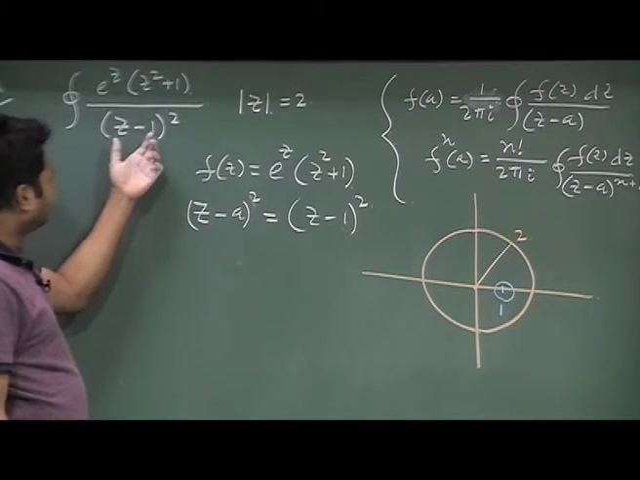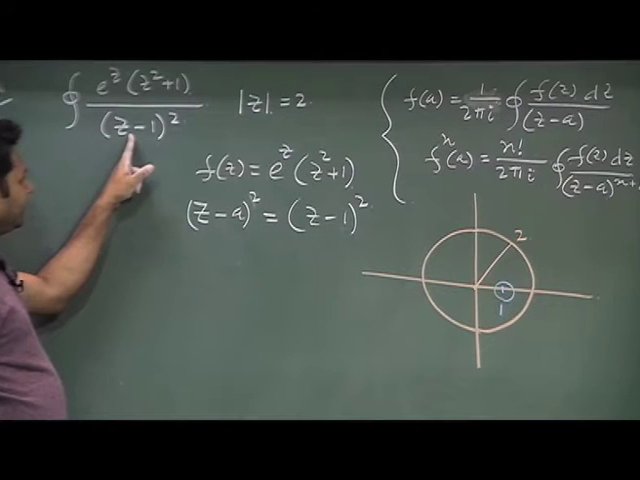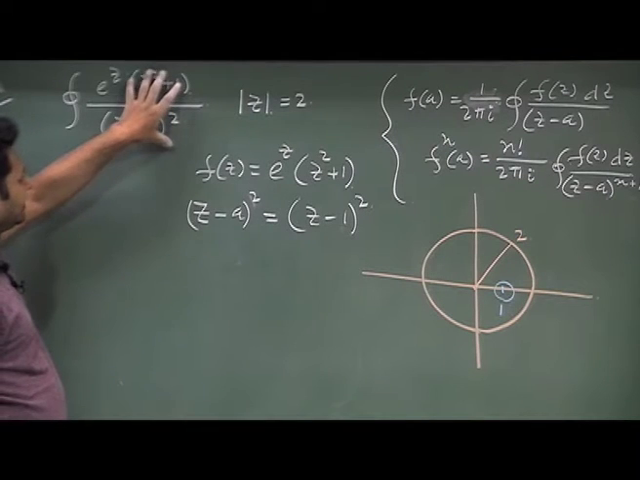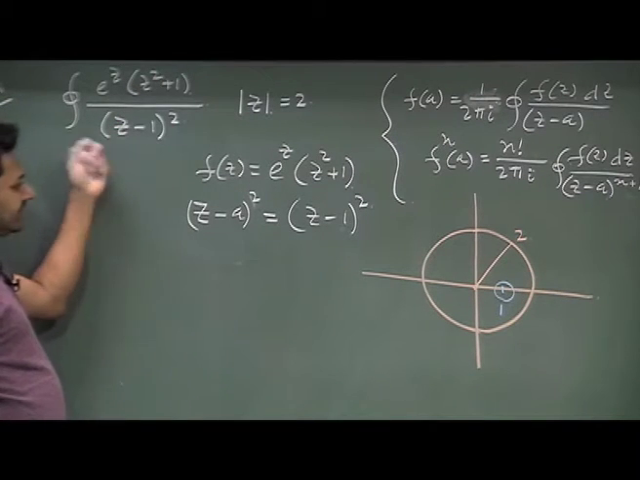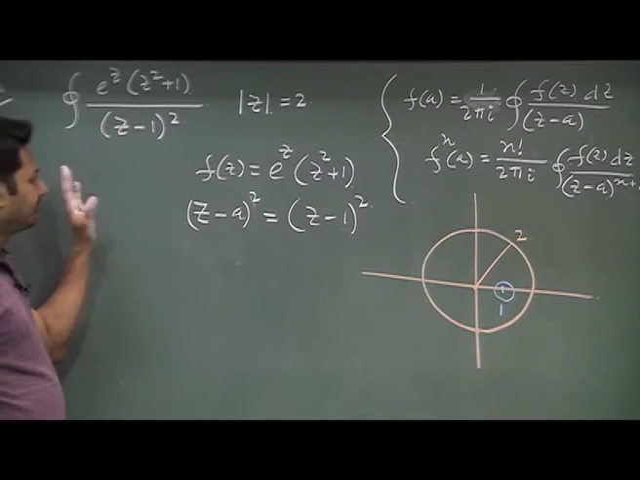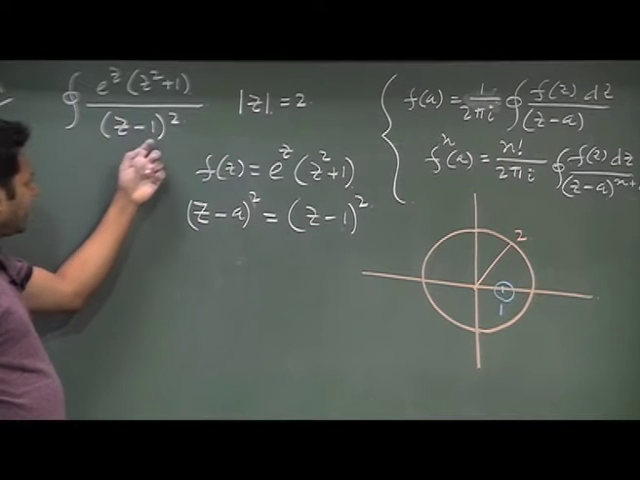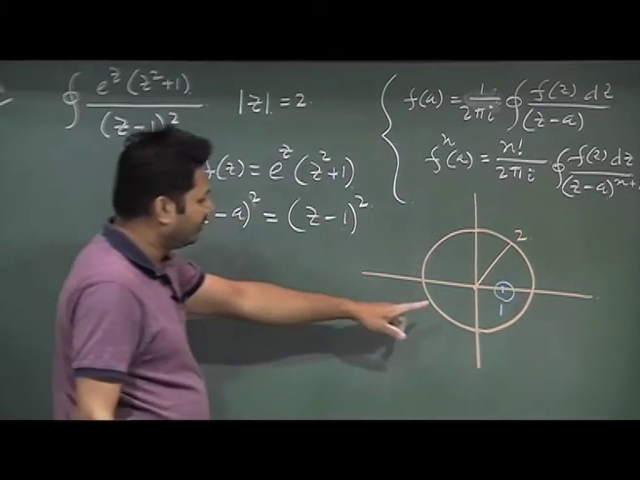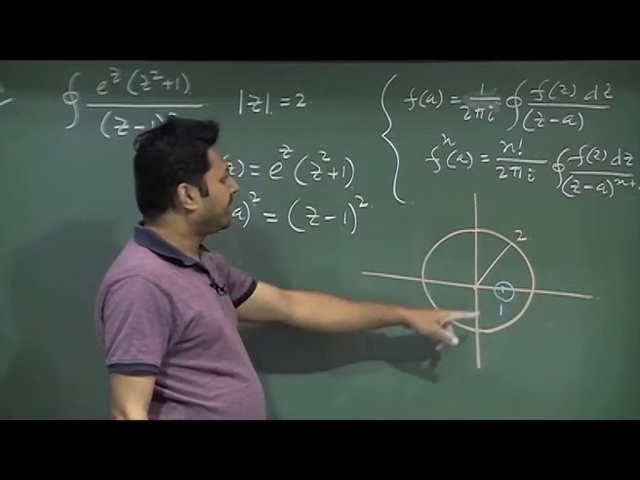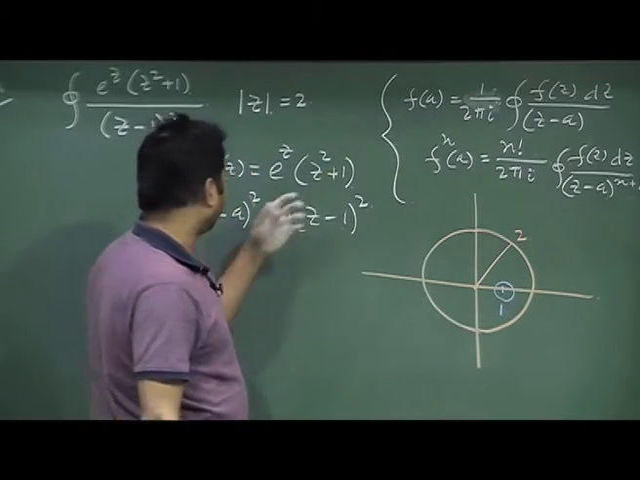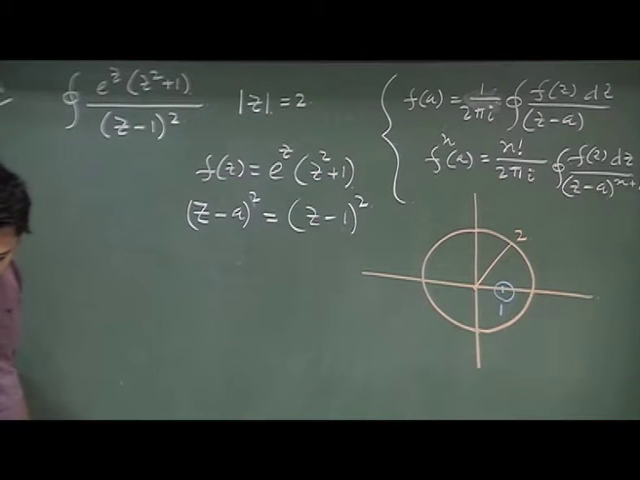That means this function has a singularity at z equal to 1. So, this function is not an analytic function, and the closed integral over this will not be 0. That is the first thing. Second thing is that once I have the singular point here, I am just going to apply the formula that I have. The formula is straightforward.